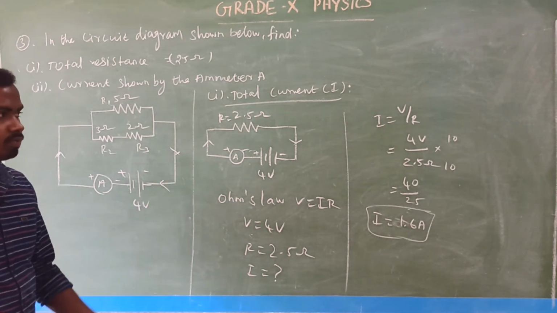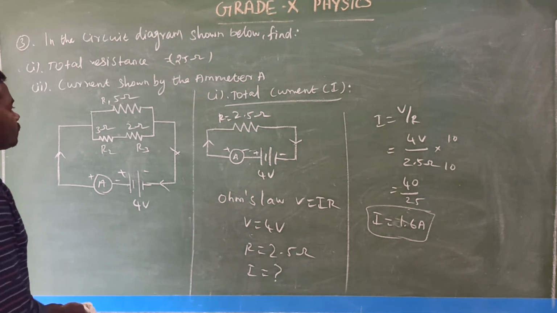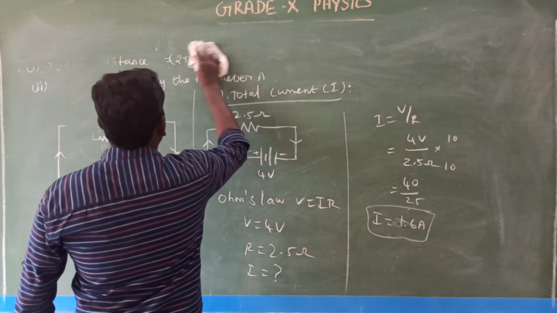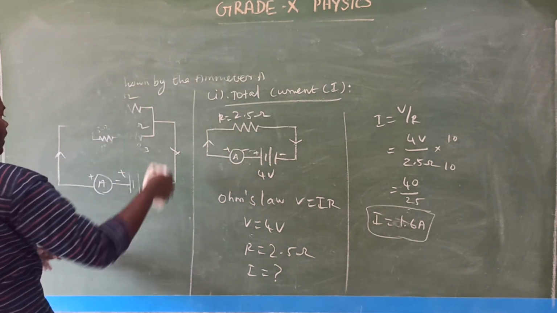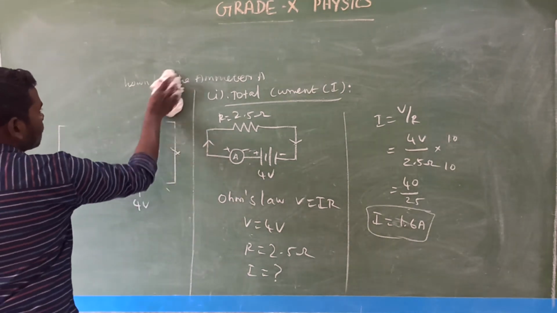Okay, so this is one type of numerical. Let's move on to another one, isn't it? I'll rub this. Here the ammeter will show the reading of 1.6 ampere current. That's all.